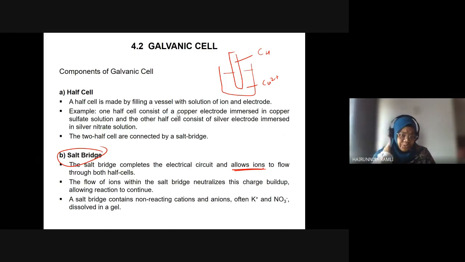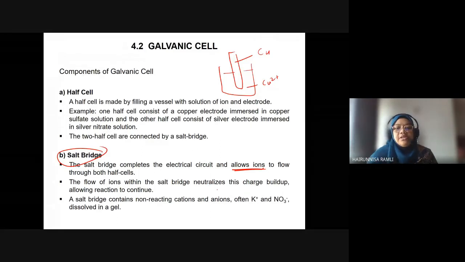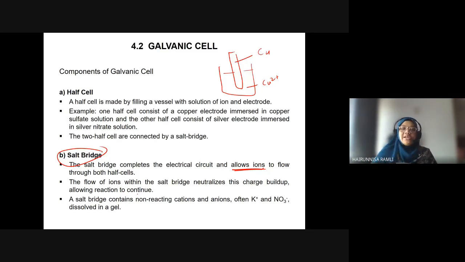Okay. So that's why kegunaan salt bridge ni adalah to allow ions to flow. So the flow of ions within the salt bridge neutralizes charge build up allowing reaction to continue. Okay, so supaya dia tak akan ada excess of charge dekat satu beaker saja, boleh ada flow of ions lah. So macam salt bridge tu pula, biasanya ada non-reacting cations and anions yang biasa kita guna potassium nitrate lah. So this K+ and NO3- ni yang akan neutralize. For example, terlebih excess negatively charged dekat satu beaker, ada yang akan neutralize kan. So kalau terlebih excess dekat sebelah satu lagi terlebih positive charge, so NO3- yang akan neutralize kan.